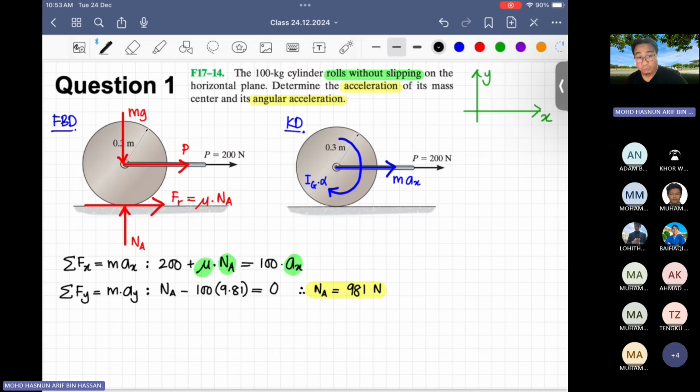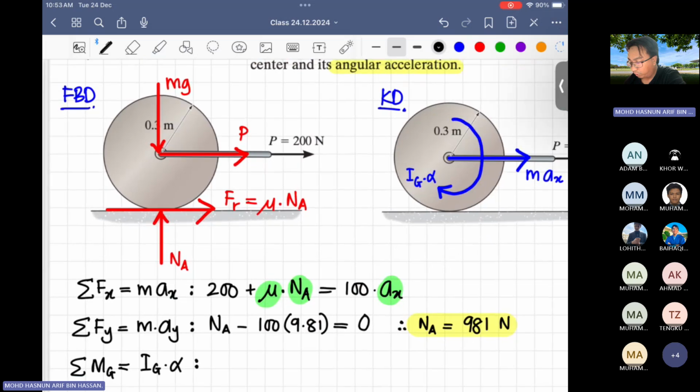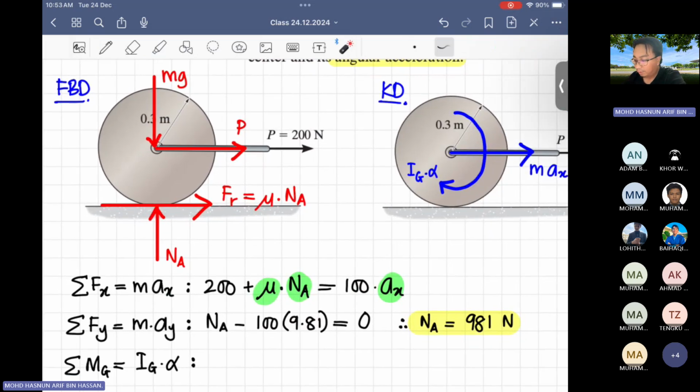Now, we will then move on to the last equation, which is Mg equal to Ig times alpha. Okay. So let's zoom in here and look at which force has moment about G. So let's start with mg. Mg, does it have moment about point G? Anyone? Mg, does it have moment about point G or not?